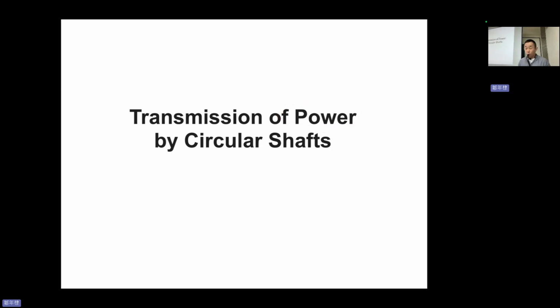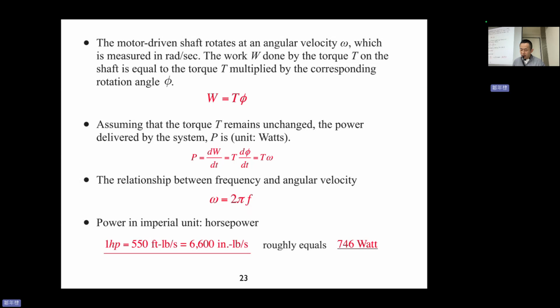You know power, horsepower. Remember that? 马力, right? Sometimes we will say, oh, this car has so many horsepower. Actually, it is talking about the energy, the power, the work delivered by the shaft. So you can see the motor-driven shaft rotates at an angular velocity omega. Angular velocity omega is actually radian per second. No problem.